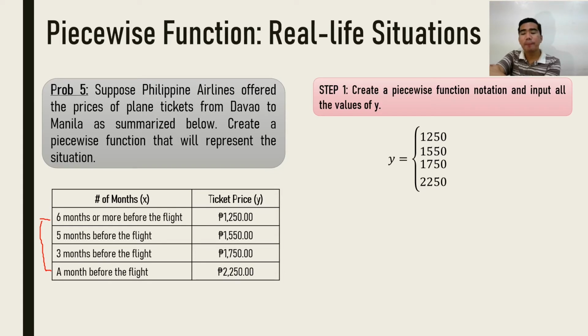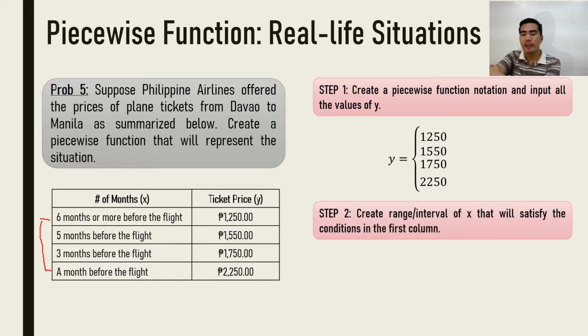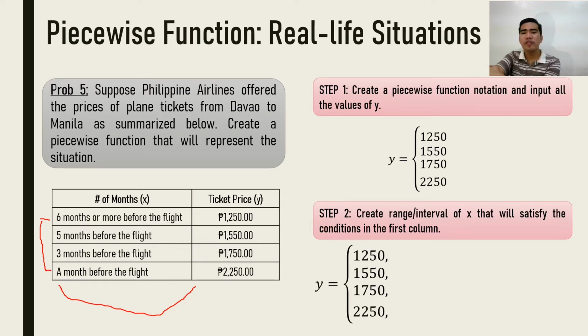Then, after this, it is now time to make conditions based on the situation. So, these are our conditions. Okay? Sige. What is the first condition for 1,250? It is stated that 6 months or more before the flight. So in other words, 6 months or more. Meaning, from 6 months or more. Let's say, meaning 6 months is included because it is 6 months or more.